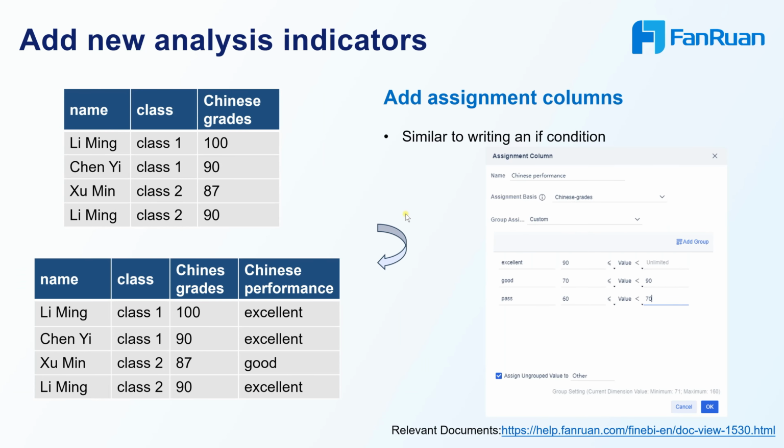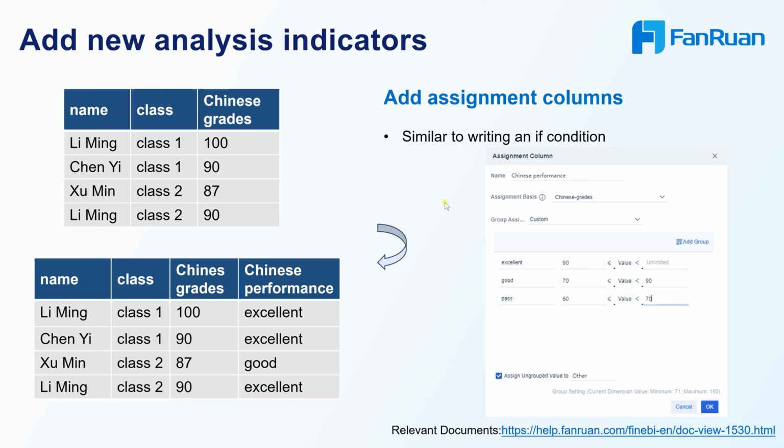The third method is to add an assignment column. This function is easy to understand, as it involves writing an if condition. For example, if we want to assign grades based on Chinese scores, we can use the score as the basis for grouping, then customize the assignment. If the score is greater than or equal to 90, it will be marked as excellent. If it's between 70 and 90, it will be good. If it's between 60 and 70, it will be pass, and below 60, it will be fail. The final result will display these labels.